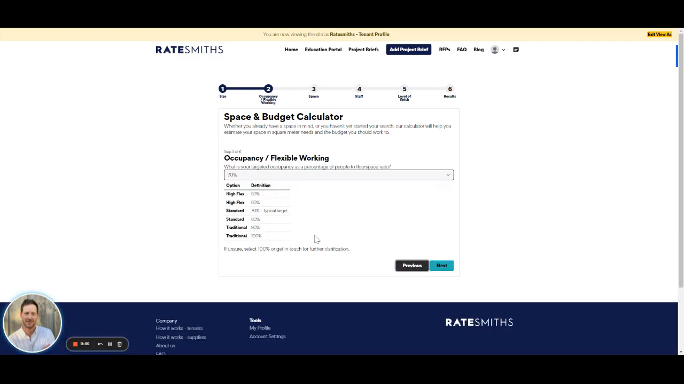So there's a number of ways to cut this, but essentially it's looking to answer those questions on the amount of space required and the budget required, so you can provide more detailed insights when engaging with design fit out companies.